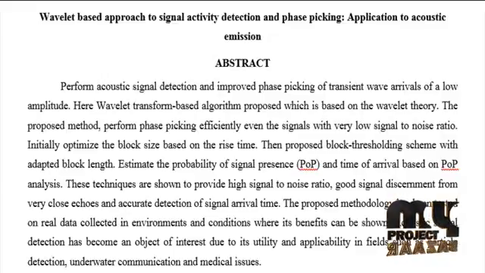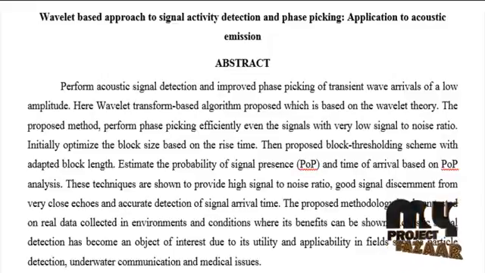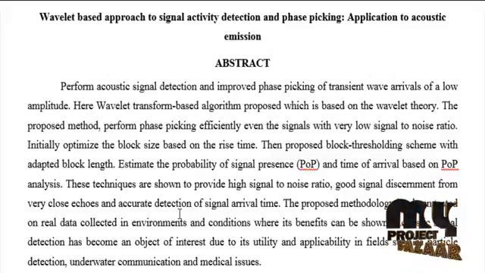Initially, optimize the block size based on the rise time. Then a block thresholding scheme with adapted block length is proposed. Estimate the probability of signal presence and time of arrival based on POP analysis. These techniques are shown to provide high signal to noise ratio, good signal discrimination from very close echoes, and accurate detection of signal arrival time. The proposed methodology has been tested on real data collected in environments where its benefits can be shown.